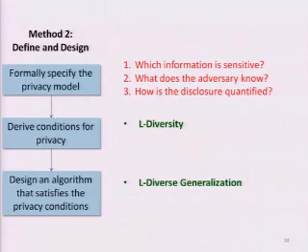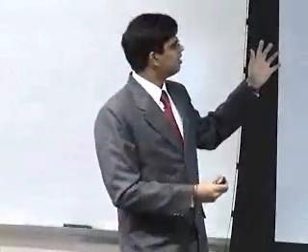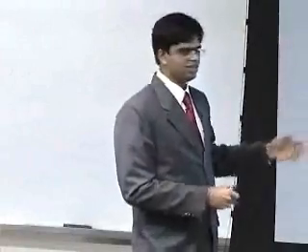So how do you formally reason about privacy? The three steps are: first you formally specify a privacy model, then derive conditions for privacy, and then design algorithms that match these conditions. When I say formally specify a privacy model, you have to answer three questions. First, what is your sensitive information? What do you want to keep secret? Secondly, what is your adversary model? How much knowledge does the adversary have about the individuals who are in this table before you publish some anonymous version of the table?